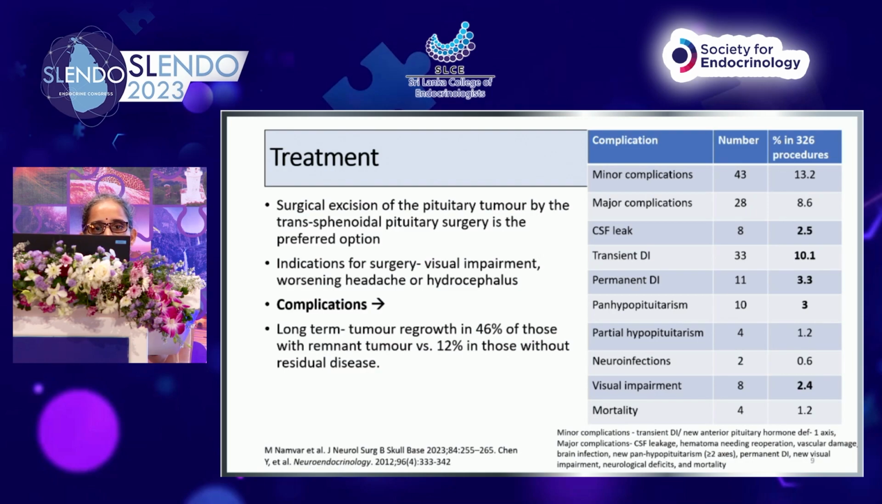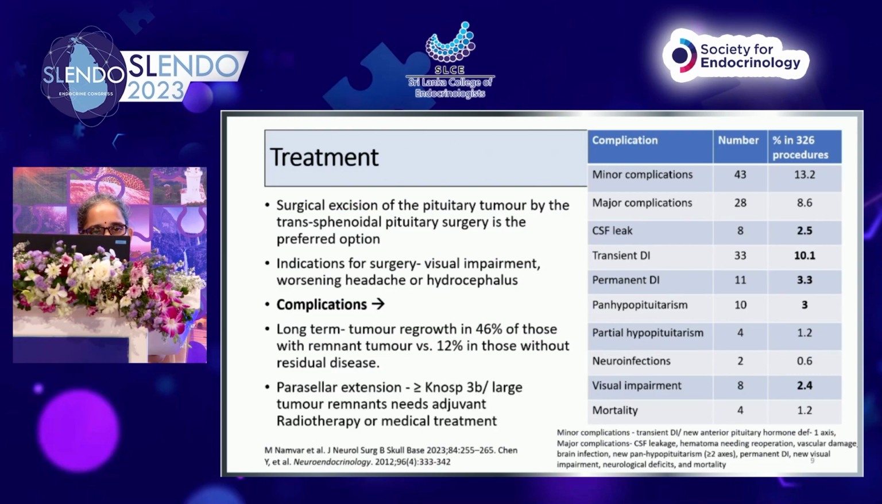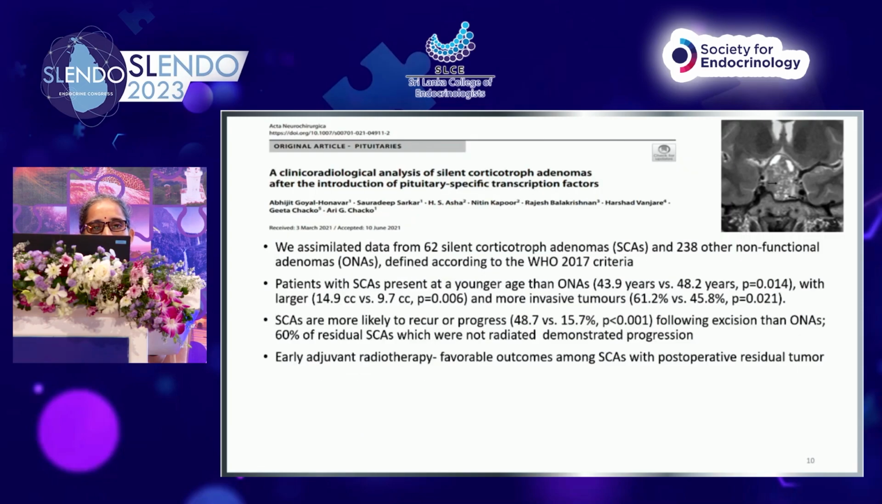Looking at the long-term problems, tumor regrowth occurs in about 46% of those who have a residual remnant tumor, and only in about 12% of those who do not have a residual or remnant tumor. Those who have a parasellar tumor to begin with, especially those with NOSP3B and above, or who have a large tumor remnant following surgery, would benefit from adjuvant radiotherapy or medical therapy.